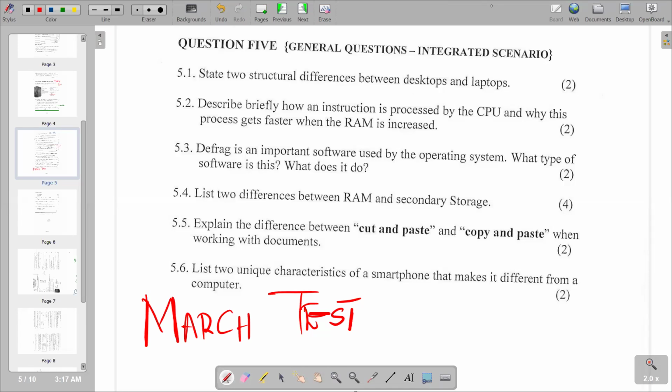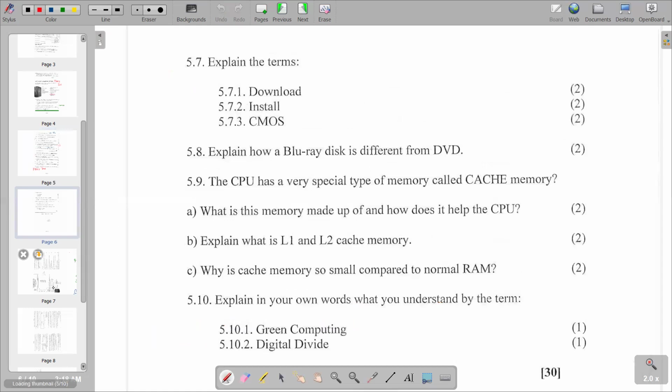In this video, we want to look at a past question paper that is a match test, and we are going to look at question 5 on that question paper, which is on general questions. So we are going to go through the general questions that we have, and 5.1 reads: state the differences between desktops and laptops. You would see that we have those differences articulated in our answer section.